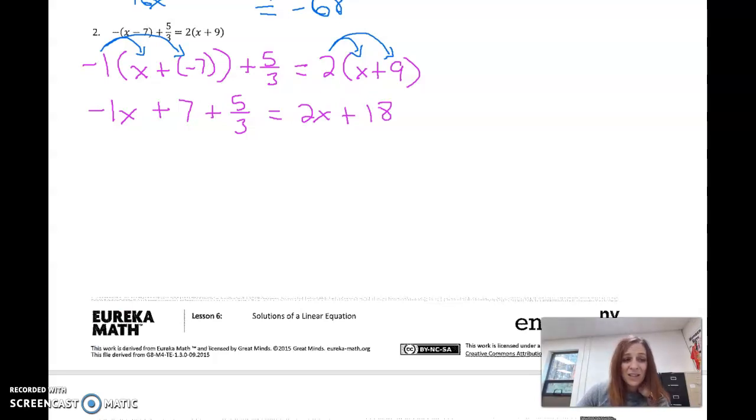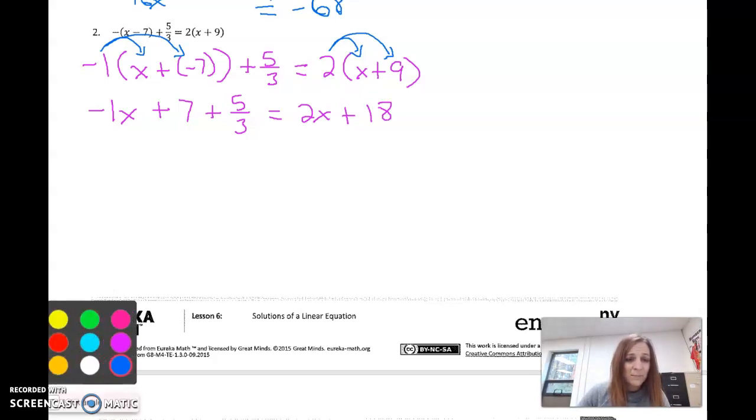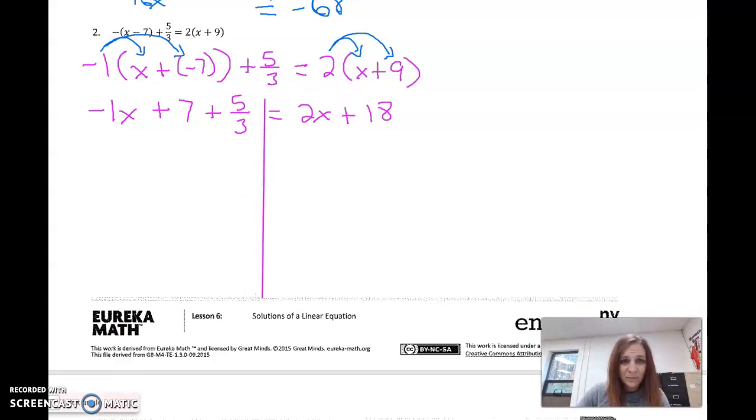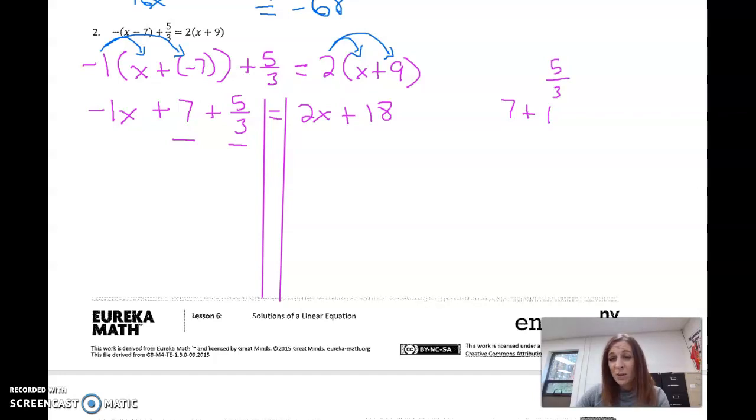All right, still continue to simplify each side. So if I look at the left here, I have my negative 1x, there is no x term to combine it with, but I can combine 7 and 5/3. There's a couple different ways we can do this, you guys. I'm going to do it this way. I'm going to write this as 7 plus, and I'm going to rewrite 5/3 as 1. I take 3 out of there, I'm left with 2/3. I'm going to rewrite 5/3 as 1 and 2/3. And if I break apart the mixed number like that, this becomes 7 plus 1, which is 8 and 2/3.